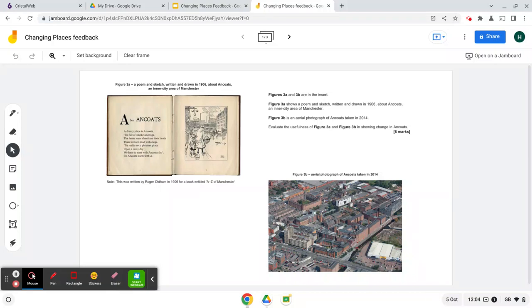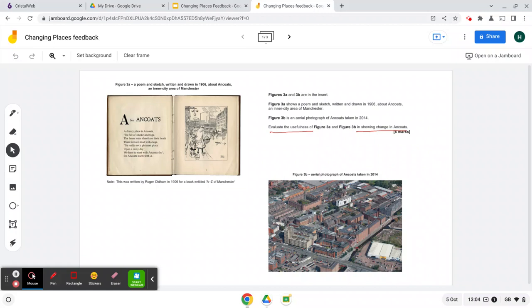This is a tricky question that assesses your evaluation and analysis of qualitative data. This is an AO3 question, but it's different than those you have done before. You must consider how useful these figures are at showing changes. So the question says, evaluate the usefulness of figure 3A and figure 3B in showing change in Ancoats.